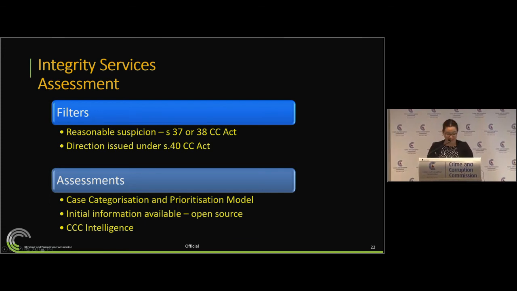Good morning, everyone. My name is Beulah Davies. I'm an intelligence analyst at the Crime and Corruption Commission, and it's my pleasure to be here today to deliver this session on how the CCC uses intelligence information in the assessment of complaints.